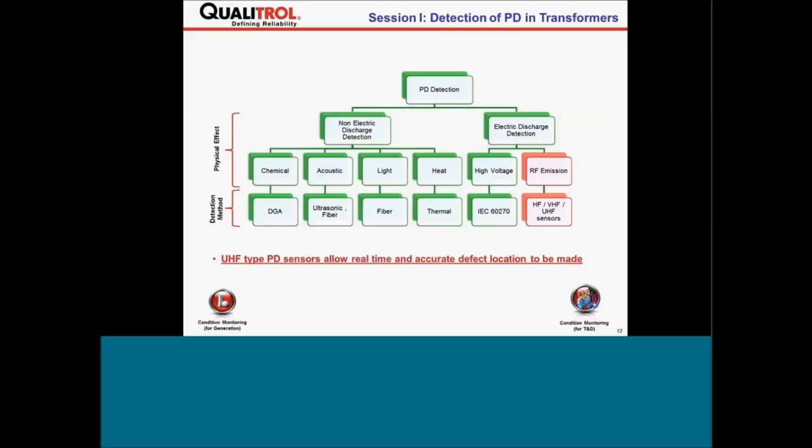The UHF type of sensors allow real-time and accurate defect location to be made in the transformer.